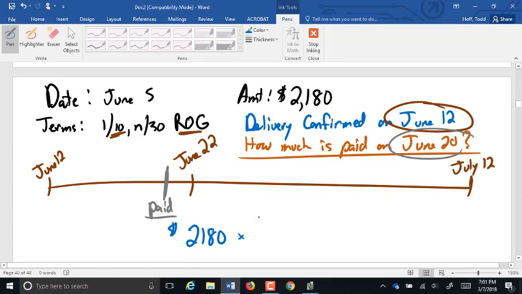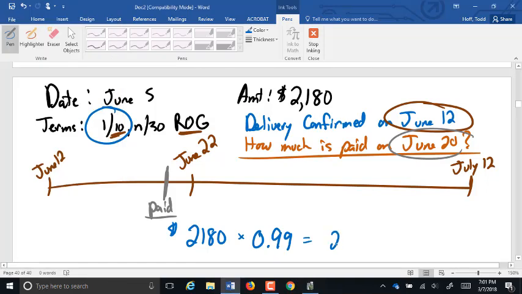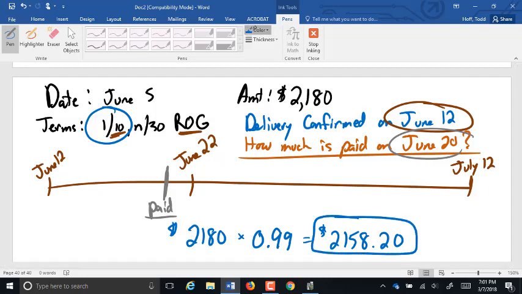$2,180 times... They're only going to get a 1% discount, so it's going to be times 0.99, 100 minus 1. Giving us $2,158.20. So $2,158.20 is what is paid.